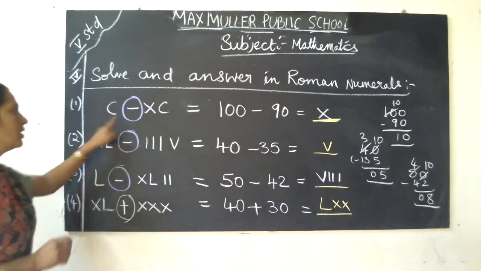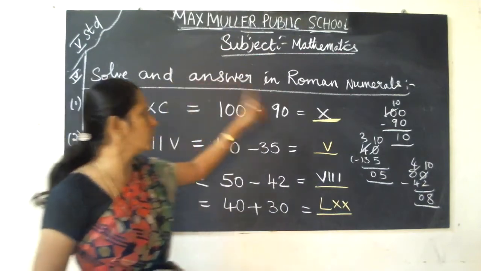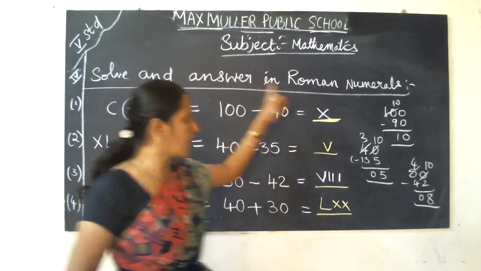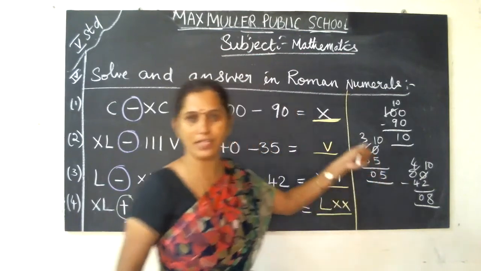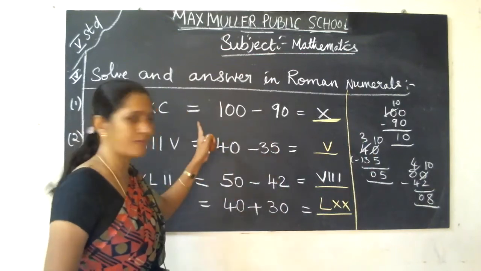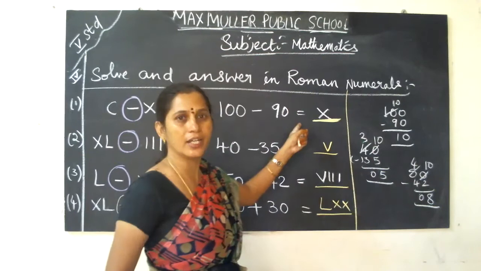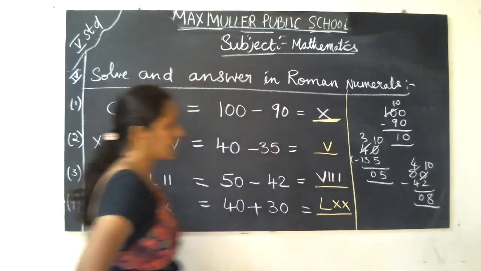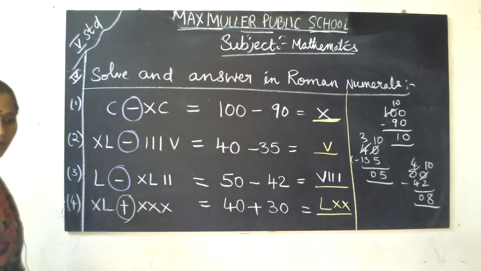First you have to see the sign, and next you have to convert these Roman numerals into Indo-Arabic numerals. Then we have to solve it in the rough column. You will be having a rough column in the paper. In that you have to solve the sums, and again what answer we got, we have to convert into Roman numerals. Got it, children? Once again.